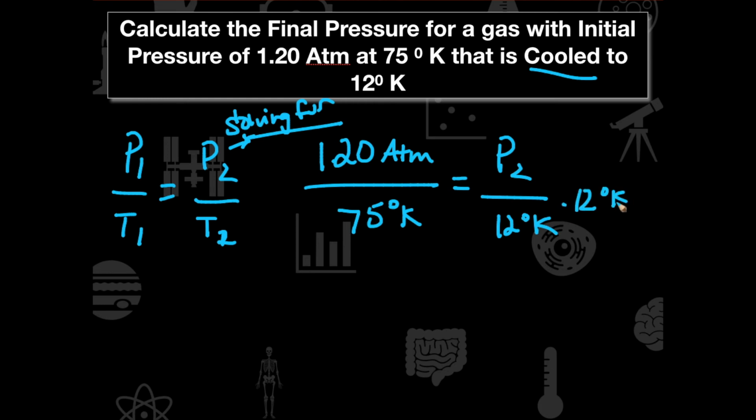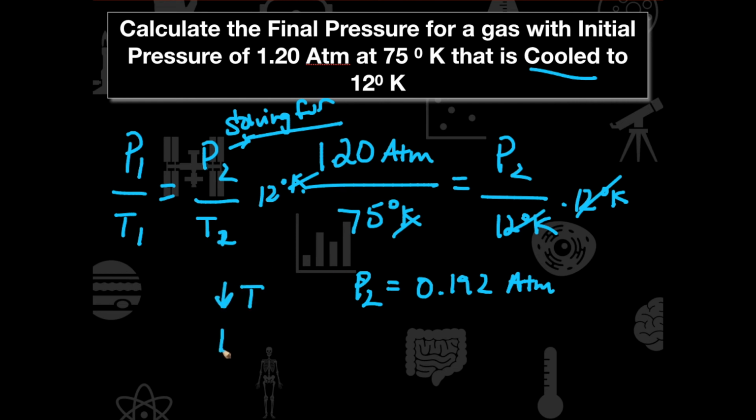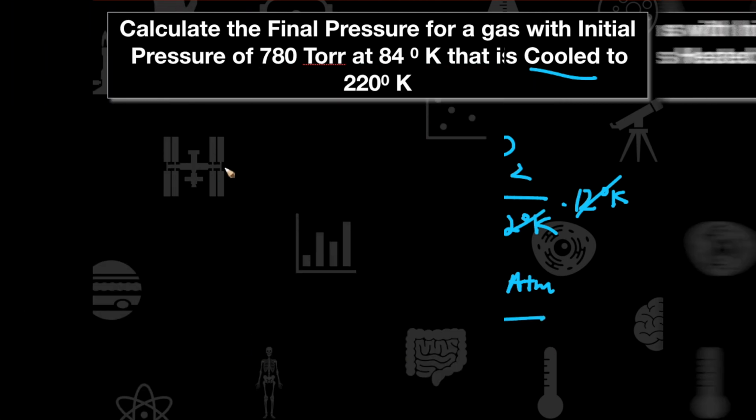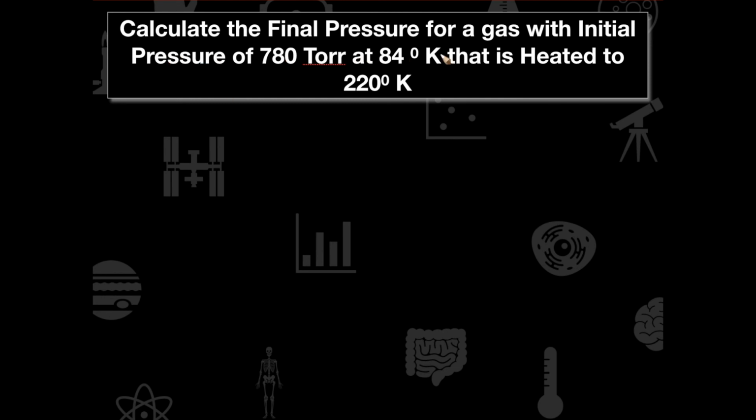Multiply both sides by 12 degrees Kelvin. That will cancel. The Kelvins cancel, and we're left with atmospheres. So 1.20 divided by 75 multiplied by 12. Final answer here, pressure 2, should be approximately 0.192 atmospheres. So, does this make sense? We cooled it. Our temperature went down, so therefore our pressure must also go down. And it's 0.192 atmospheres.